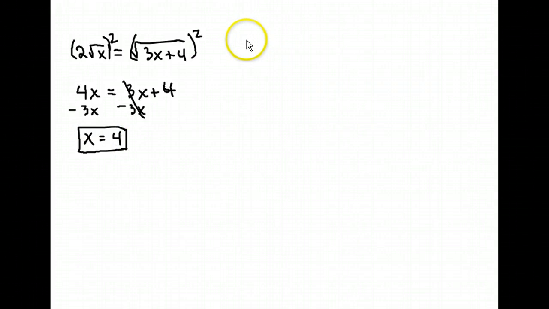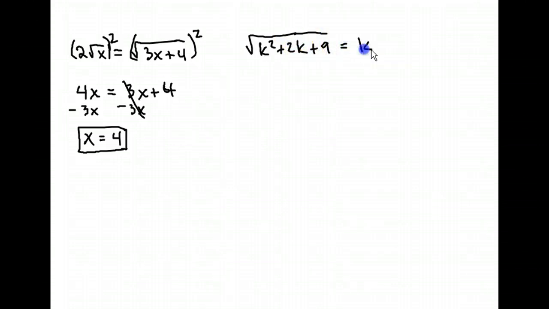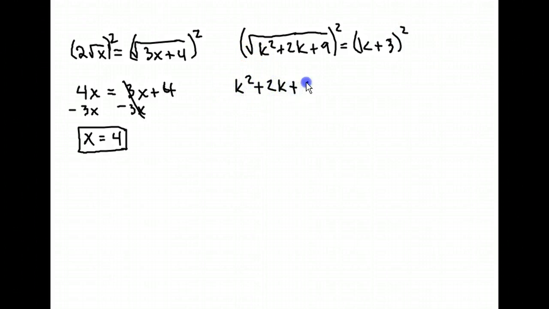Okay, let's say you have the square root of k squared plus 2k plus 9, and that's all equal to k plus 3. Well, the square root is isolated on the left side, so to get rid of it, you would square it, and you have to do the same thing to the other side. So on the left side, you end up with k squared plus 2k plus 9. On the right side, that really looks like k plus 3 times another k plus 3. That's what k plus 3 squared means. So you have to pretty much simplify the right side.